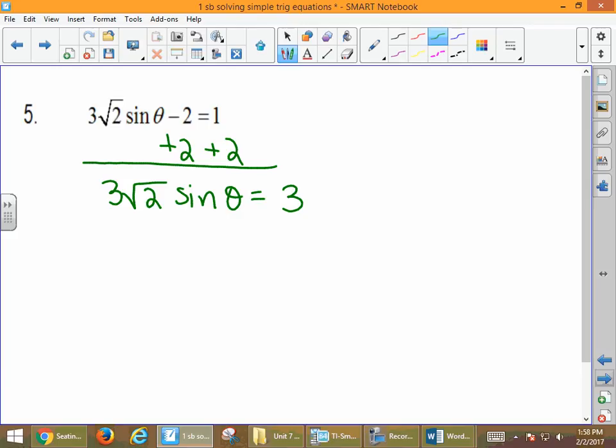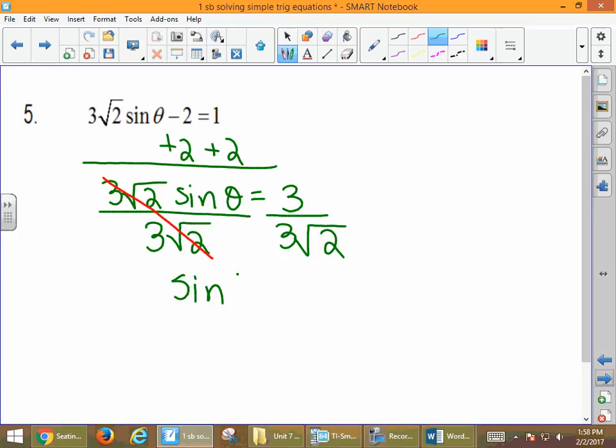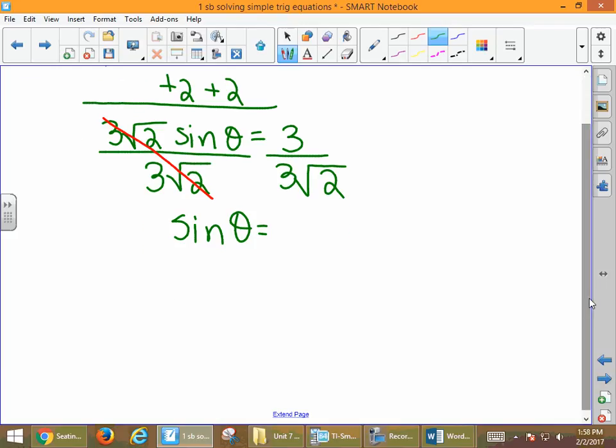And it's 3 radical 2 times sine of theta. So our inverse operation is to divide. When we divide, the 3 radical 2's cancel out, and we've got sine of theta. And over here, to keep it a little bit simpler, notice 3 in the numerator, 3 in the denominator. That cancels out as well. And 3 divided by 3 is 1, divided by the square root of 2.